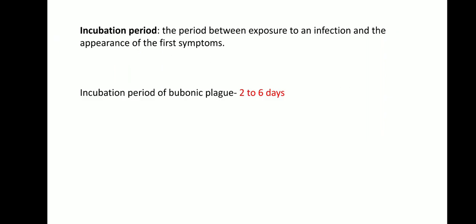What is the incubation period? I hope you know, but if anyone doesn't, incubation period is the period between exposure to an infection and the appearance of the first symptom. Sometimes the causative agent of a disease enters the body but does not show any symptoms at that time. It will show after some time. That period is known as the incubation period. So the incubation period of pneumonic plague is 1 to 3 days.